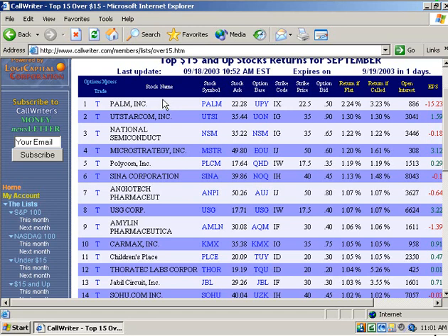Okay, let's get started here. So we definitely want to write down two things from this page. We're going to write down the stock symbol, which is PALM. And then we're going to write down the stock price, which is $22.28. Okay, that's all we need from Carl Ryder right there. So let's go to test number one, which is a chart test.